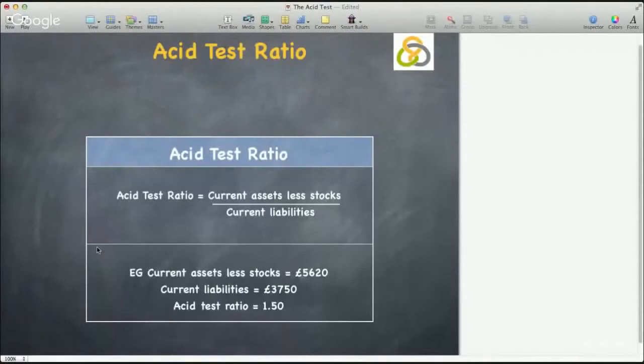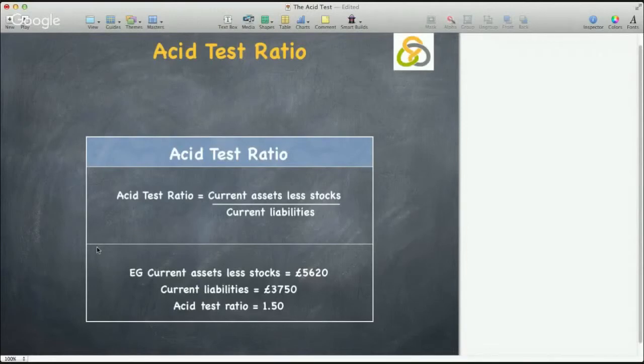The acid test ratio is sometimes known as the quick ratio or liquidity ratio. One major problem for some businesses is that they're not able to convert stocks rapidly into cash. Organisations, therefore, often use a more severe ratio to test whether they have the ability to meet current liabilities. This is the acid test ratio and does not include stock in the liquid assets of the business. Therefore, the current assets less stocks divided by the current liabilities.